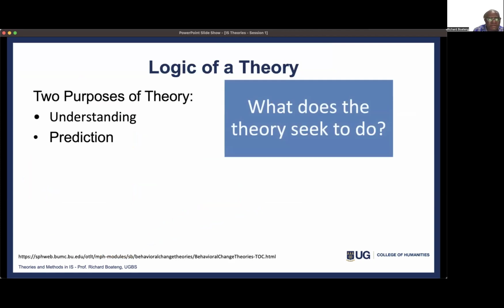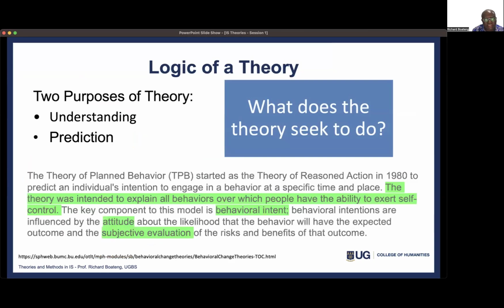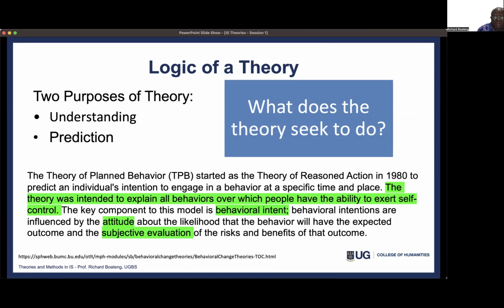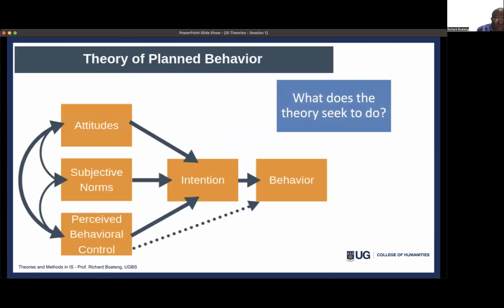Okay, so we mentioned that the purpose of the study is to understand and to predict. We mentioned that already. Now, there is another one, that's the theory of planned behavior, which started as the theory of reasoned action in 1980 to predict an individual's intention to engage in a behavior at a specific time or place. The theory was intended to explain all behaviors over which people have the ability to exert self-control. Okay, so that means that after some time, you should be able to do things on your own. Now, we talked about what the components are, and these components tend to really matter.